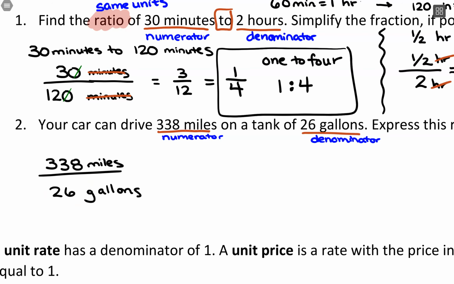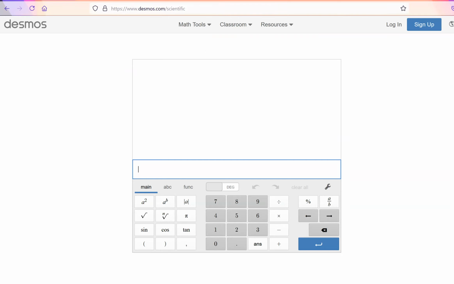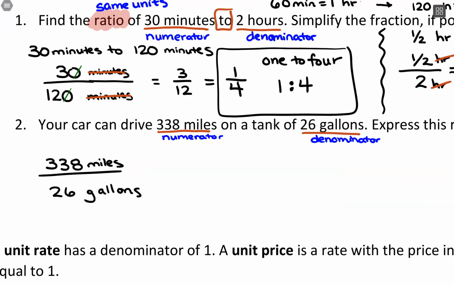So what we could do is try simplifying. We can also use a calculator to help us out here. So 338 divided by 26 is 13. So numerically, we're just getting 13 out. And then for units, we still have this miles over gallons.